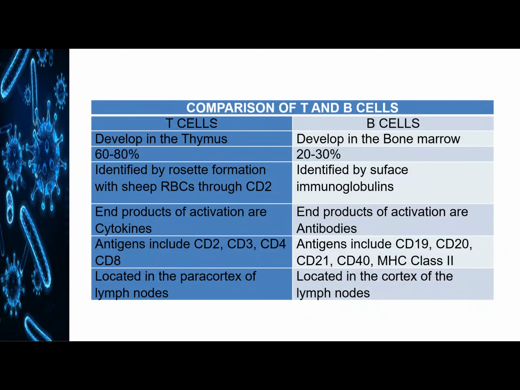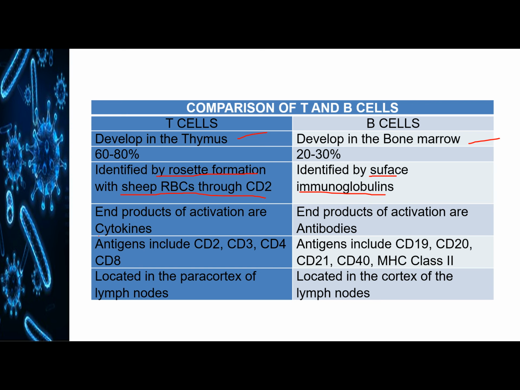Comparison of your T cell and B cell. T cells would develop in the thymus, B cells would develop in the bone marrow. T cells are 60 to 80%, B cells are 20 to 30%. T cells are identified by rosette formation with sheep RBC through CD2, and B cells are identified by surface immunoglobulin.